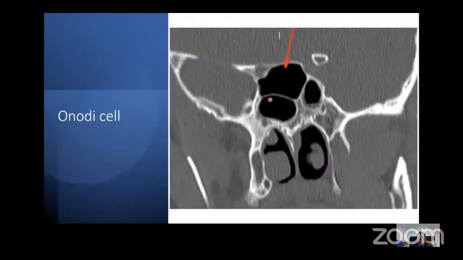In this slide, one can see a well pneumatized sphenoid sinus. There is a horizontal septation. So when we come across horizontal septation, think of an Onodi cell. An optic nerve can be very close to it or through it. So there is a higher risk of damage when you see a posterior ethmoidal cell or the Onodi cell.